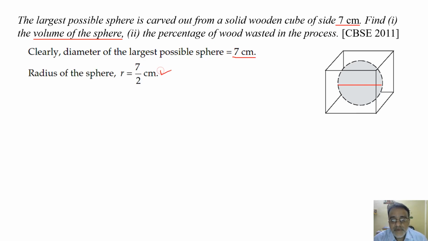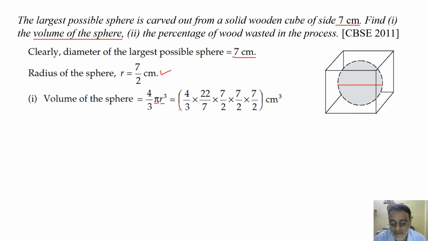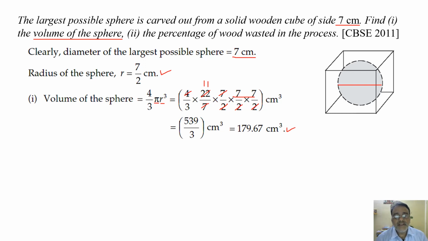Now what is the formula of volume of sphere? First we have to calculate volume of sphere. 4 by 3 pi r cube. Right. Now the value of pi is 22 by 7 and radius is 7 by 2. So we will substitute all the values. Right. 7 cancel, and this 4 will be cancelled with 2 2's, and this 22 also we can cancel with 2. So we are getting 11 into 49, that is 539 by 3. So approximately it is equal to 179.67 centimeter cube. Now we got the volume of sphere.